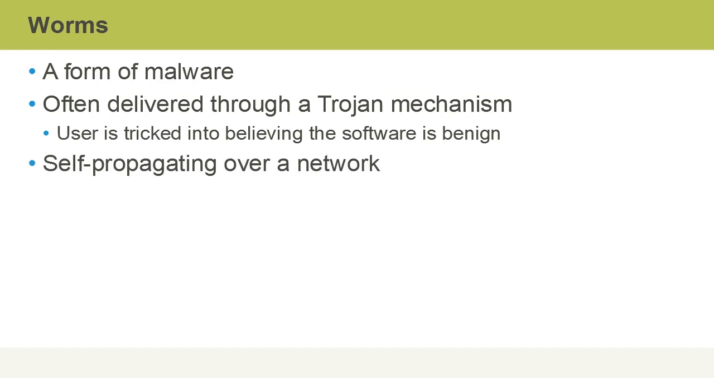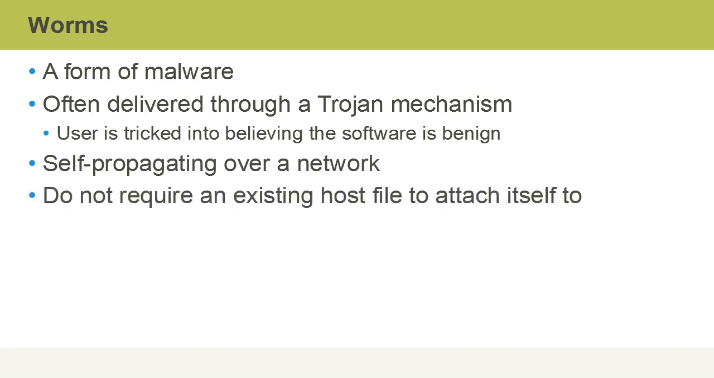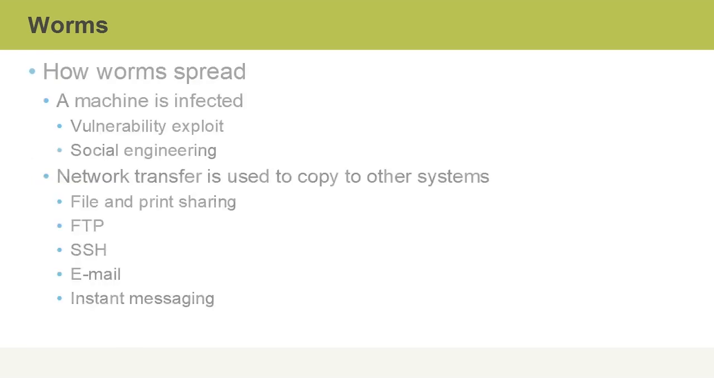Worms are self propagating over a network, so they don't require an existing host file to attach themselves to. Worms get spread when one machine gets infected, either due to some kind of a vulnerability exploit or through social engineering, which is tricking the user into downloading something or clicking a link or opening a file attachment. With a worm, network transfer is used to copy itself to other systems.